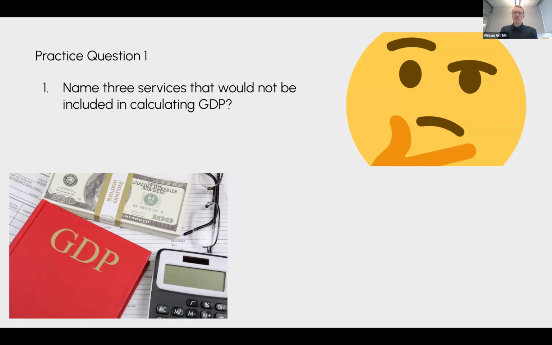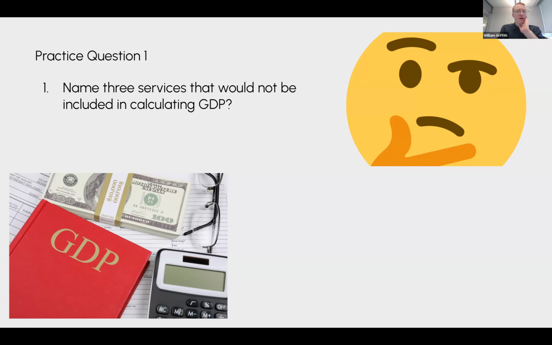So here's a practice problem just to make sure we understand what we're talking about. I'd like you to name 3 services that would not be included in calculating GDP. You can pause the recording if you'd like to think about it. Otherwise, I'll give a couple seconds, then I'm going to move on.